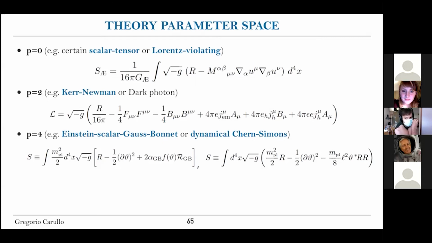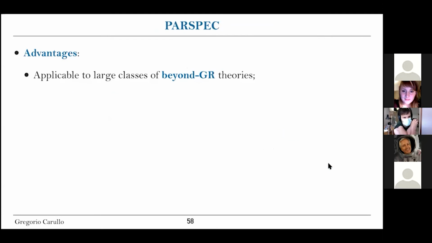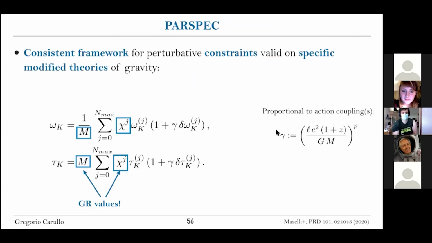So I showed before this coupling parameter gamma, which was proportional to L. And this L, essentially, you have to think about it as an effective field theory length scale.